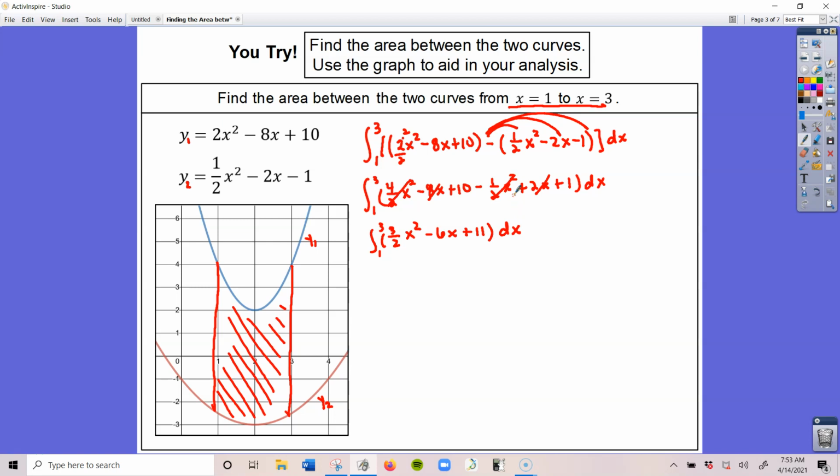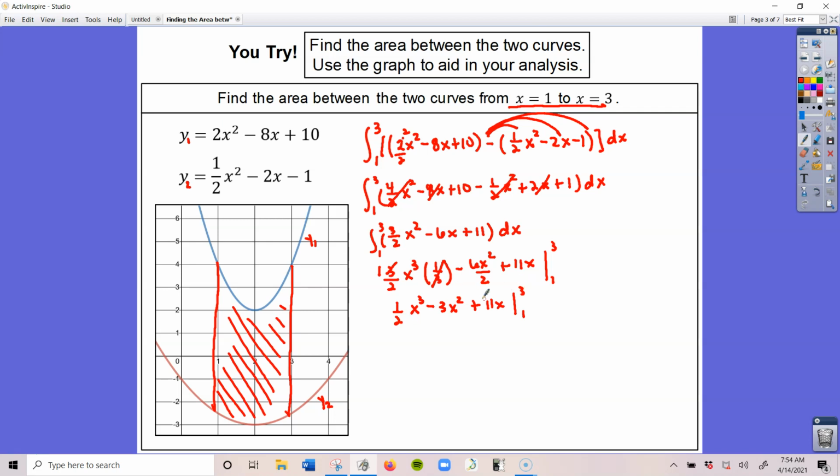Now we're ready to integrate. So we have this 3 over 2 x squared, x to the third, and then I have to divide by 3, which is the same thing as multiplying by 1/3, minus 6x squared over 2 plus 11x, and I want to evaluate that from 1 to 3. But first, let's simplify this a little bit. This 1/3 can cancel out with this 3, making it a 1. So now I have 1/2 x to the third minus 6 over 2, so 3x squared, plus 11x.